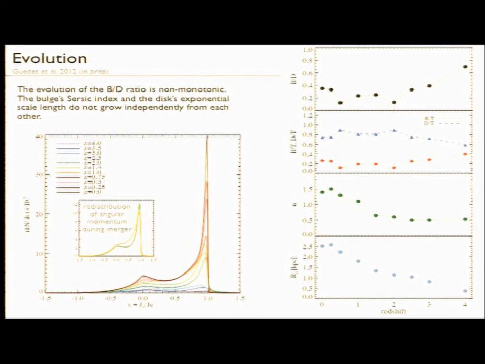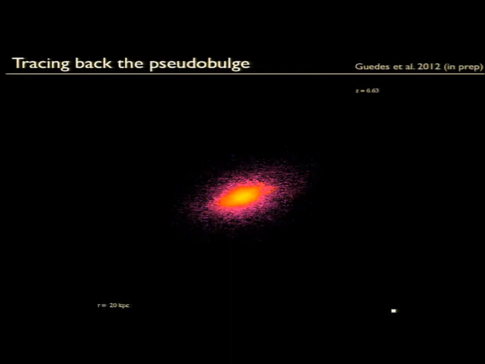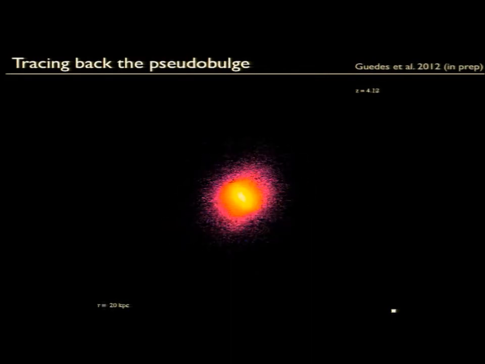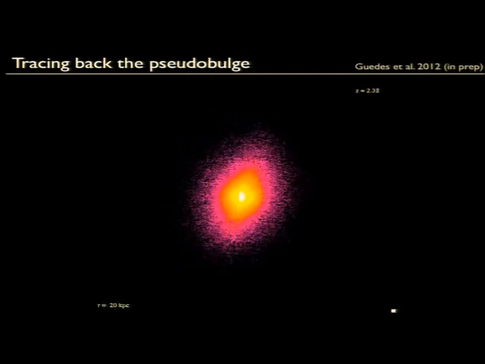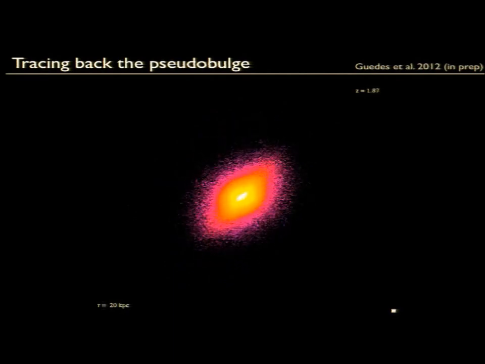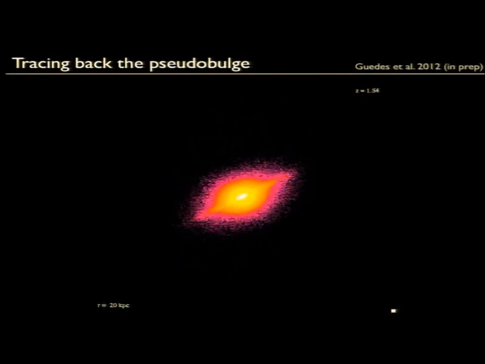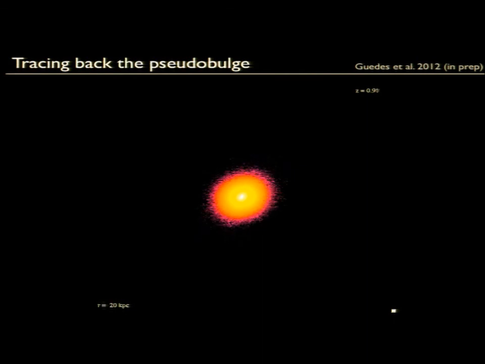They're not separate processes. And if I just show what happens to the pseudobulge particles over time, they form a strong bar. The bar is destroyed. By redshift 2, the bar is reformed again. And as time goes on, you get a merger there, and then the m equals 2 mode basically is destroyed. Then you get this nice pseudobulge in the end.